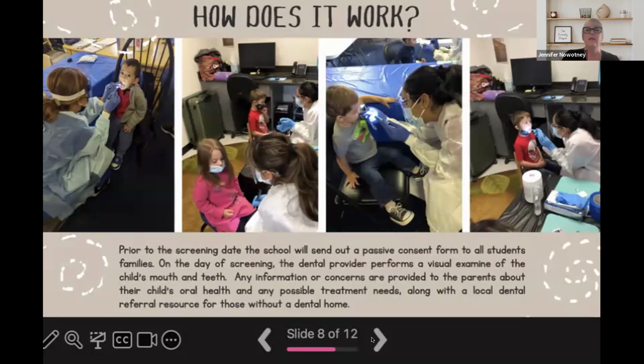All we need is a flashlight and a mouth mirror. It is a passive consent since we're not doing any type of treatment for a dental screening. If you wanted to do something more involved and provide services, that would require an active consent, and that's something you would discuss with your provider. But for screenings, we try to make it as simple as possible for the children, the school site, the teachers, and all people involved, so that we have a successful event.